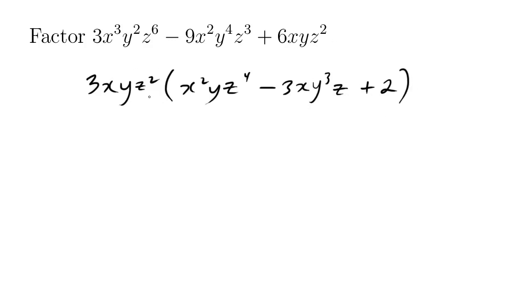We're done. And this here is the factored form. It's always nice to double check to see if we can factor any further, but we're done. So here's our answer. Let's just confirm that it's the same answer as previous. 3xyz squared, x squared y z to the 4 minus 3x y cubed z plus 2. Excellent.